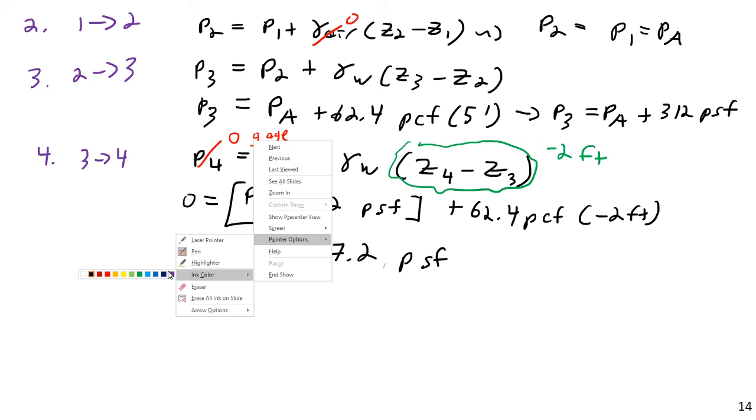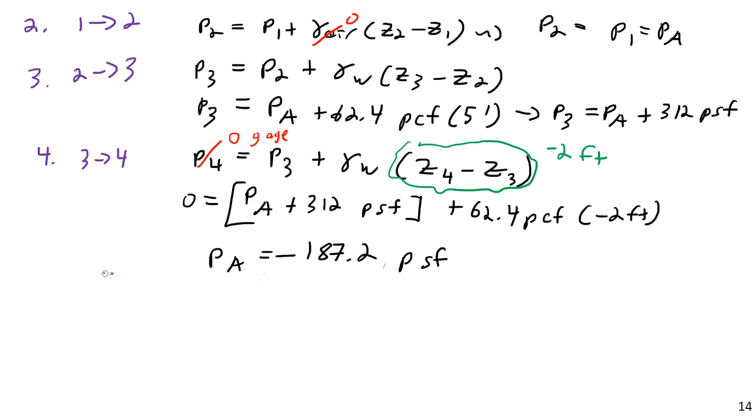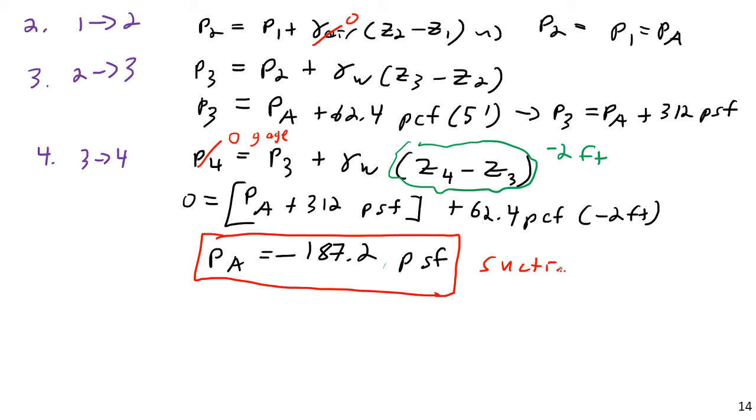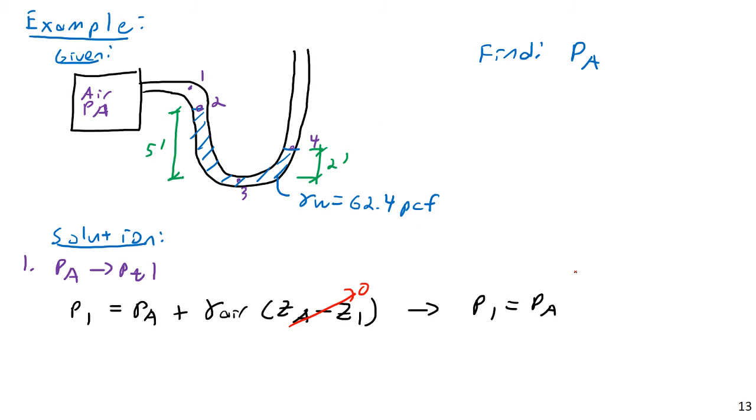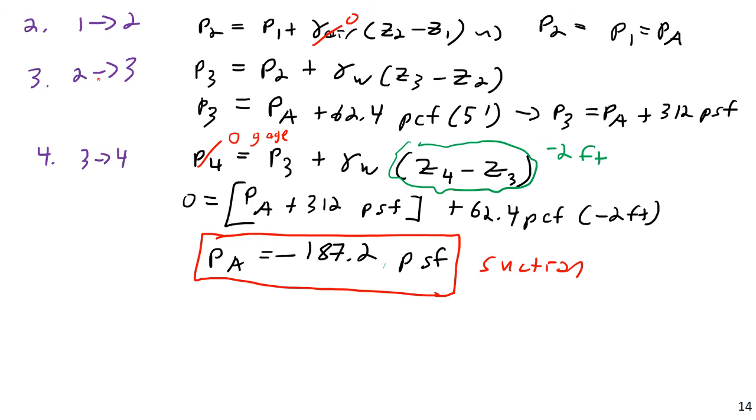So how can it be negative? Well, what we saw earlier is that a negative pressure is suction. So this gas is at a lower pressure than the atmosphere. It's generating a suction, and that will cause this gauge fluid to be raised up towards the lower pressure region.